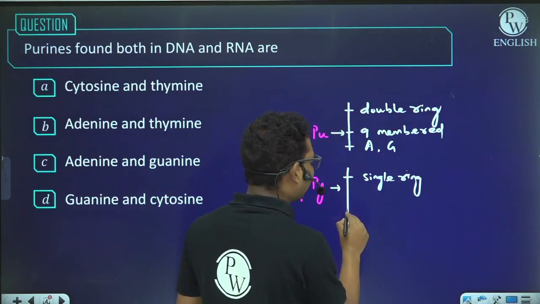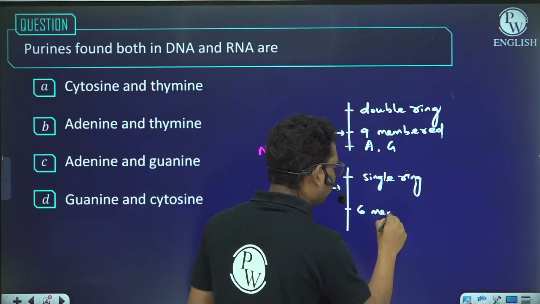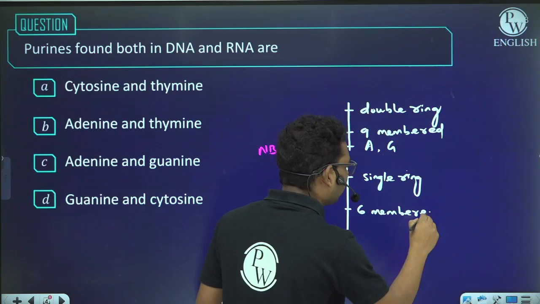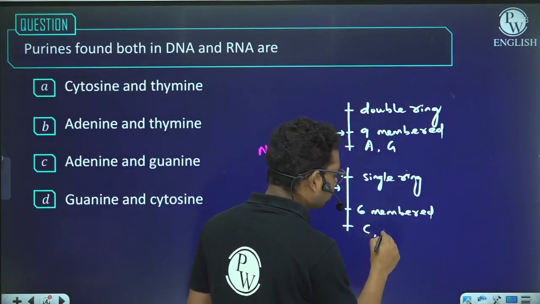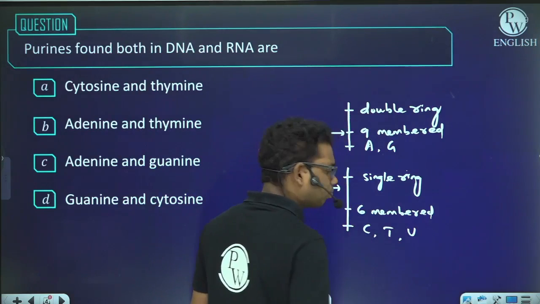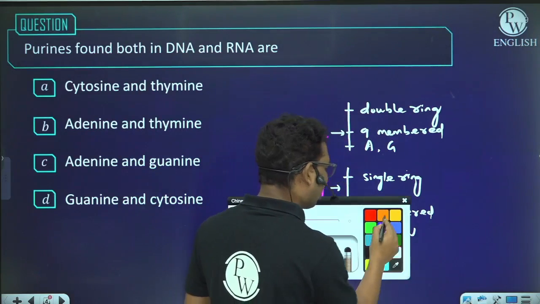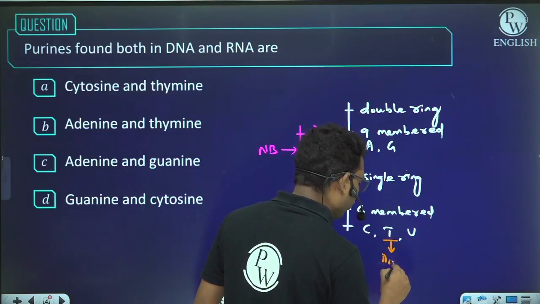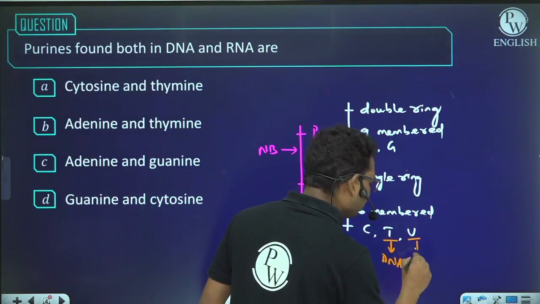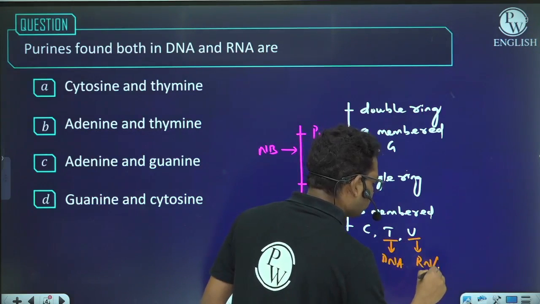and this has 6 members in its ring. So I will call this 6 membered. Okay, and what are the examples? The examples are cytosine, thymine, and uracil. And remember one thing, that this thymine is present in DNA, whereas this uracil is present in the RNA.